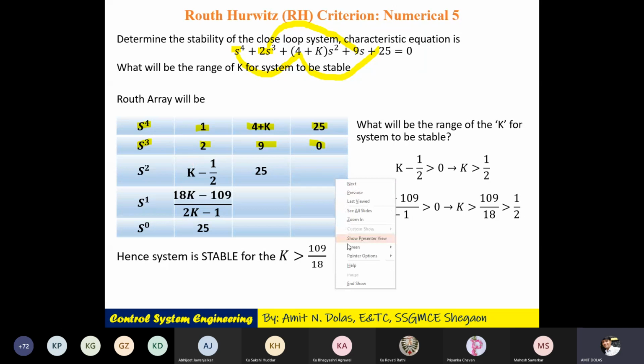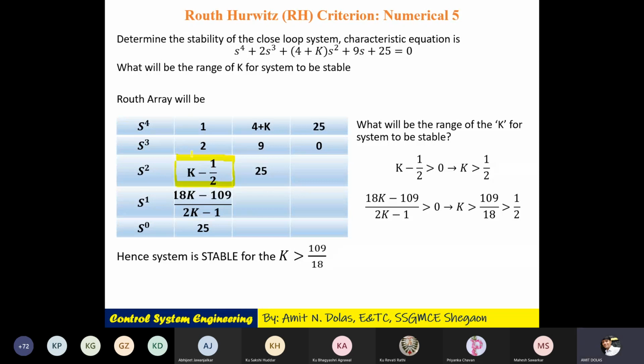Then go for the calculation as we did earlier. That is this element I am going to calculate. How? उसके ऊपर 2 है, 2 multiply by this, so it will be what? 2 into 4, that is 8. 8 plus 2k, 8 plus 2k minus 9 divided by 2. It comes k minus 1 by 2.